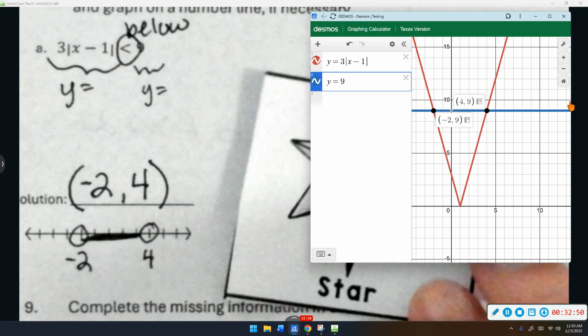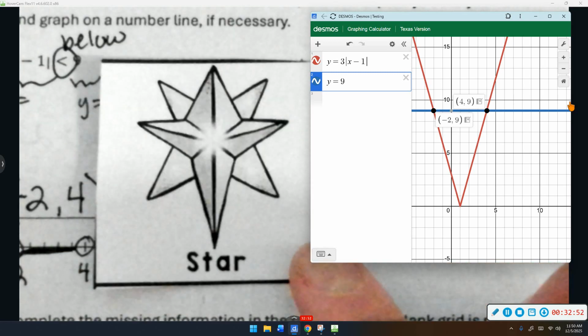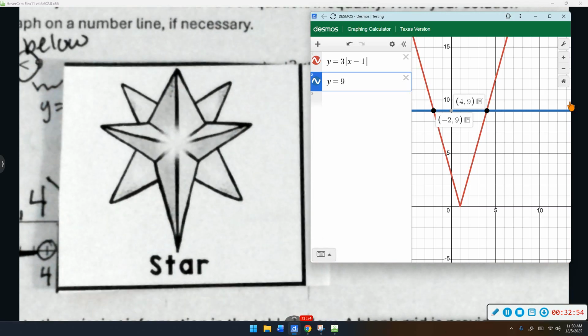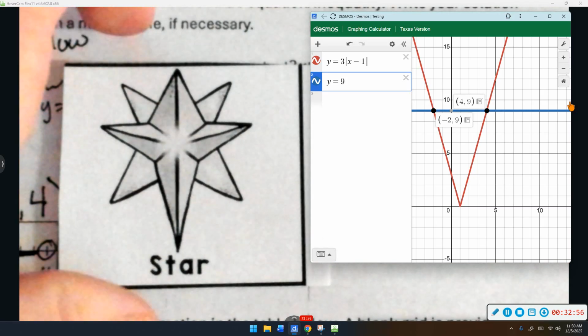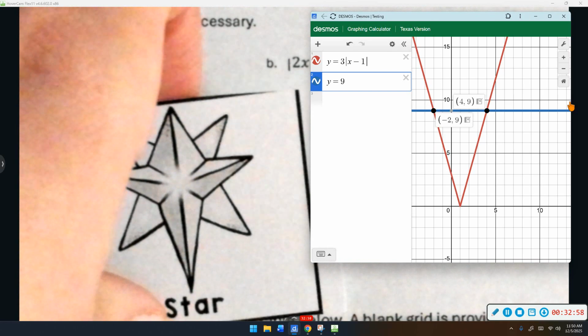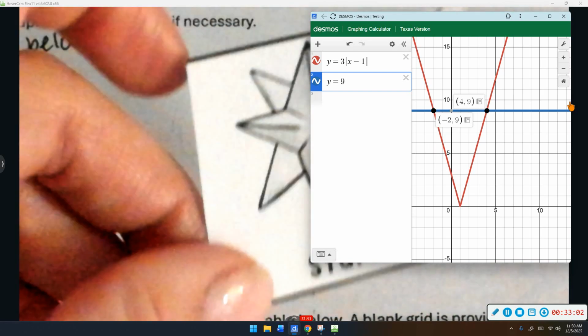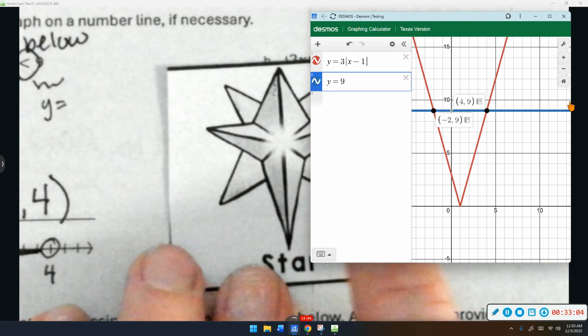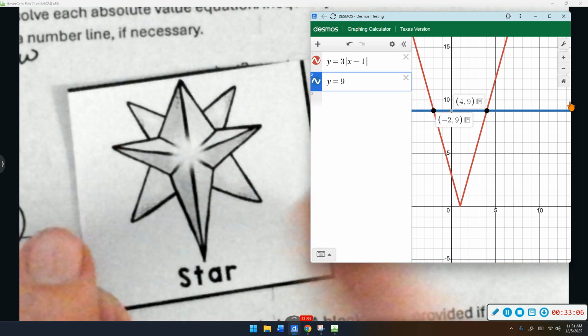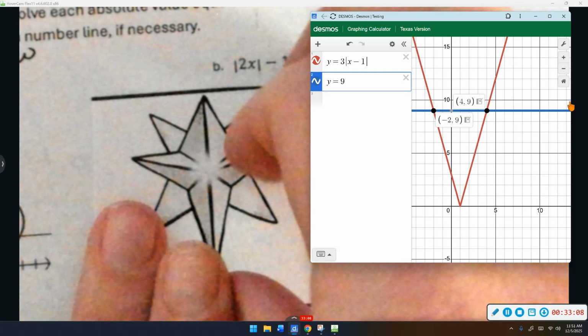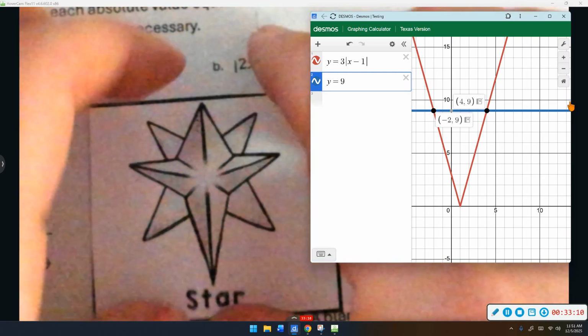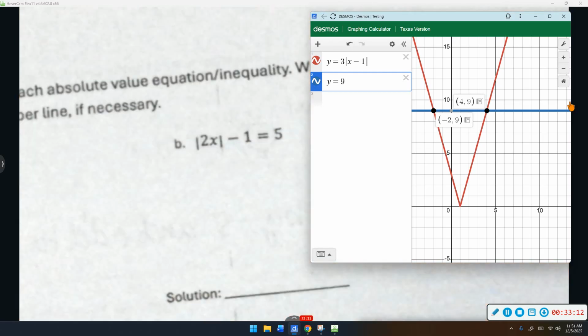So here's your, whoops, you can't see it. There it is. The star. No, that's a cookie star. This is like the legit North Star, the Wise Men Star. The other one is a cookie. I know, sorry.